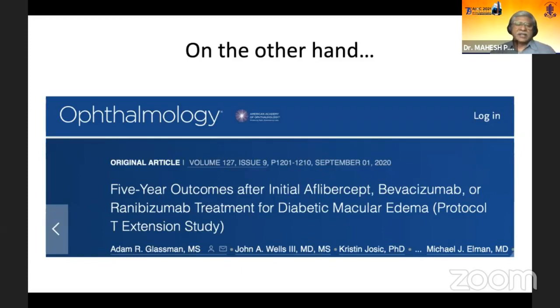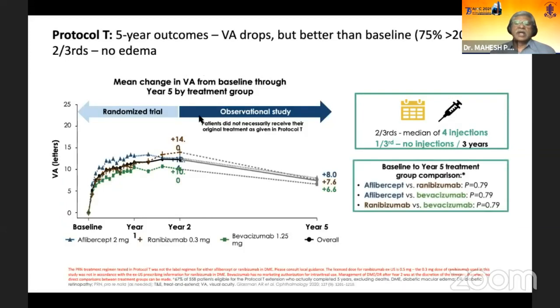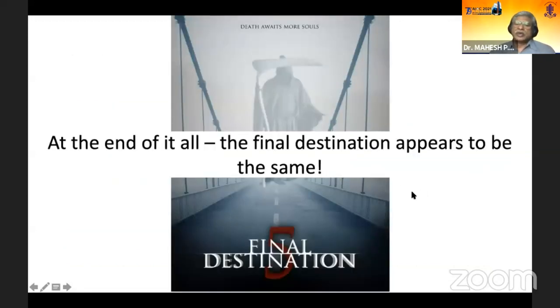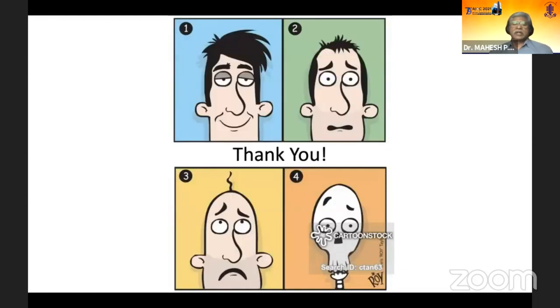On the other hand, there are recent 5-year outcomes of Protocol T, which have been published. What you see is that whatever you do, you treat all the patients with different agents, and 5 years later all seem to be ending up in the same final destination. So we need to think before we switch or consider a particular treatment.